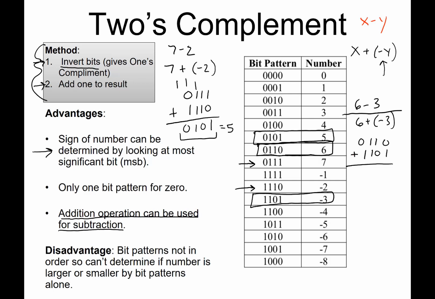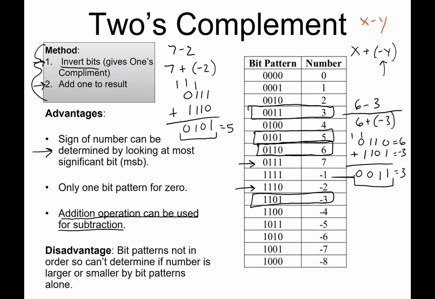So let's go ahead and add these together. Remember, this is equal to 6, and this is equal to -3. So we should end up with 3. So I end up with 0011, which is equal to 3. So that's this one.